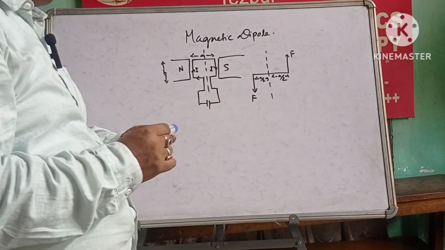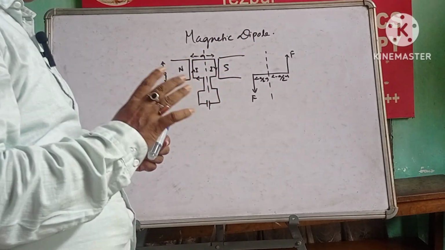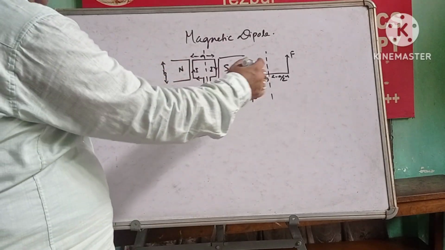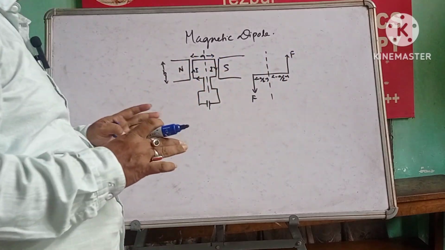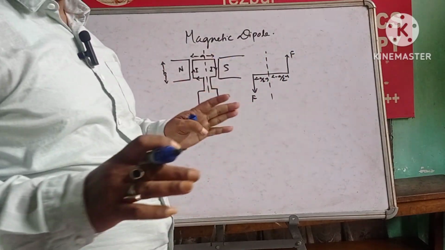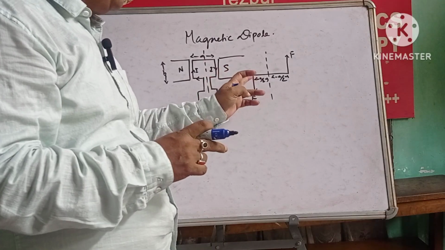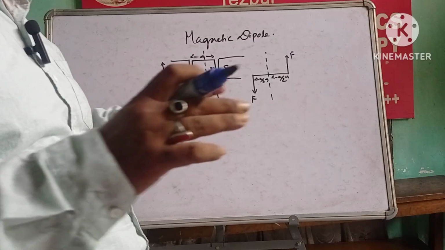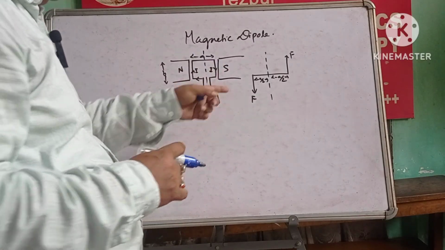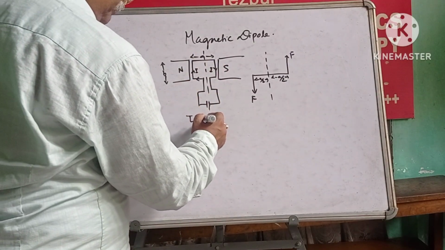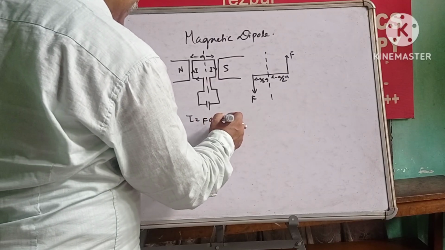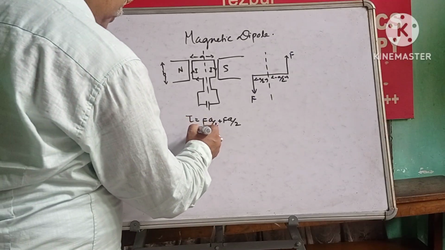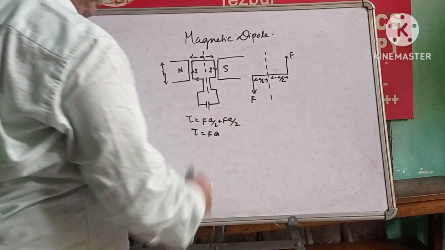But in the magnetic dipole, I will tell you in which direction the torque acts. First of all, because the coil is placed in a uniform magnetic field, your net force is zero, no doubt. But since the forces are at some distance, there is a torque. Torque is nothing but the moment of a force, which you have learned in class 11. So your torque will be equal to F a by 2 plus F a by 2, that is, torque equals F a.